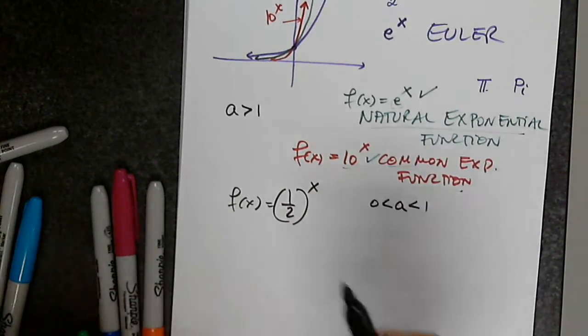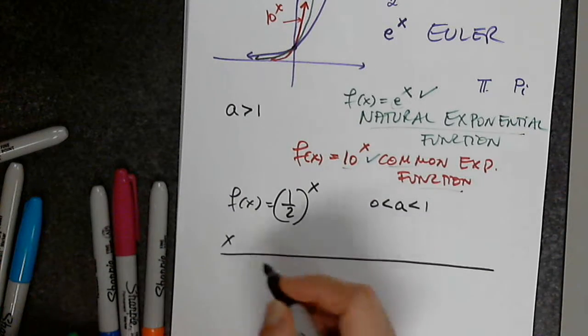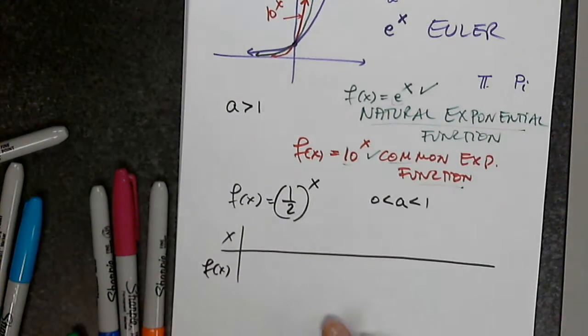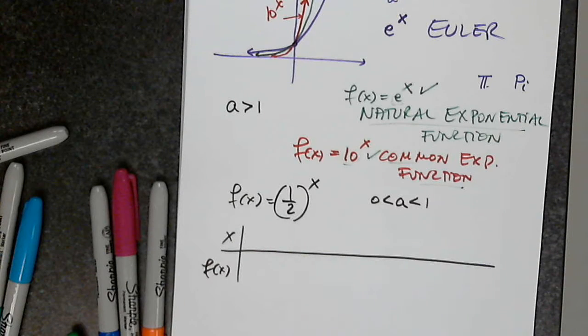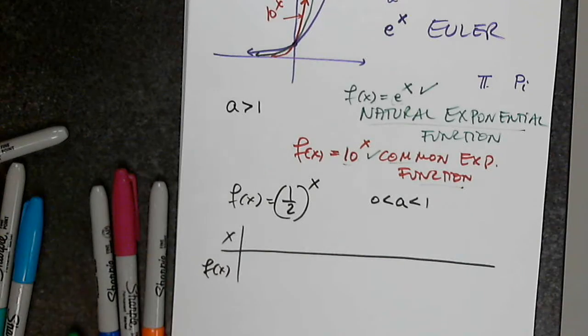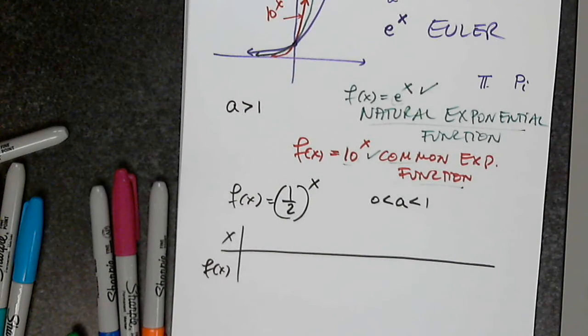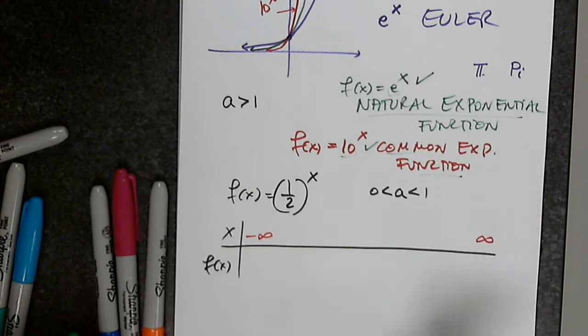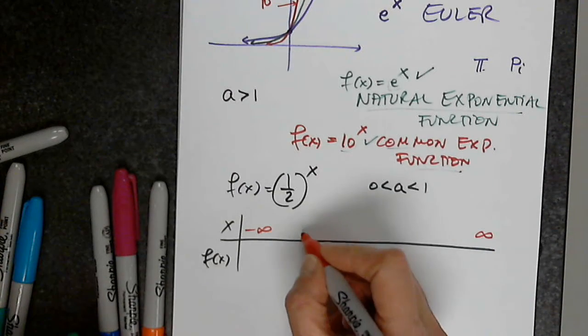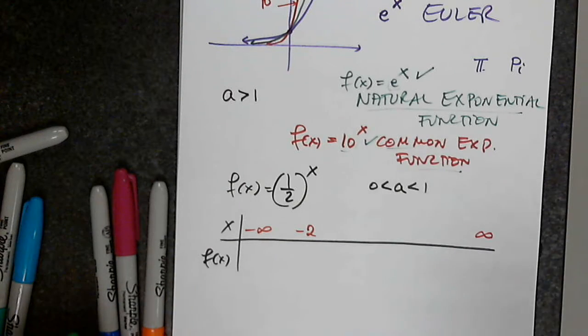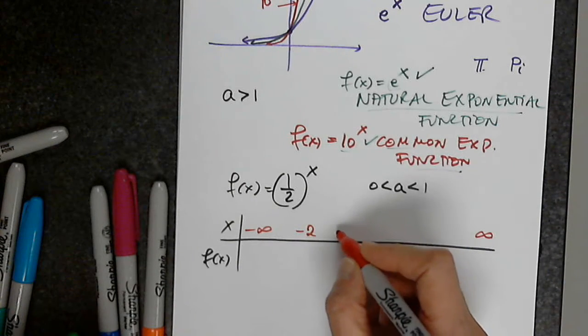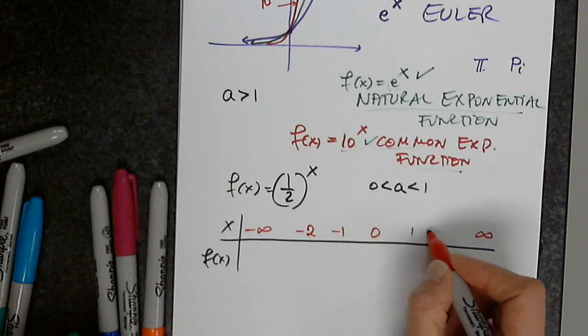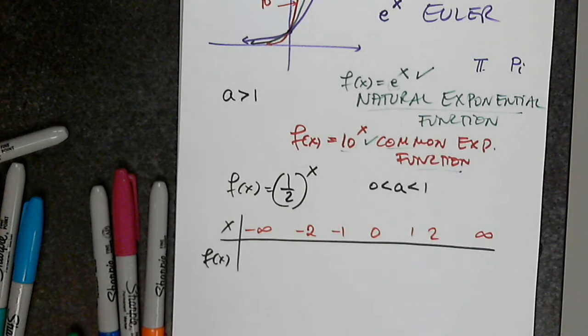Good. So now let's identify the domain of this function. What is the domain of f of x equals 1/2 to the x? This is a friendly function, no problems whatsoever. So the domain is all real numbers. We will pick the same values like we did before with the base 2, greater than 1: -2, -1, 0, 1, and 2.